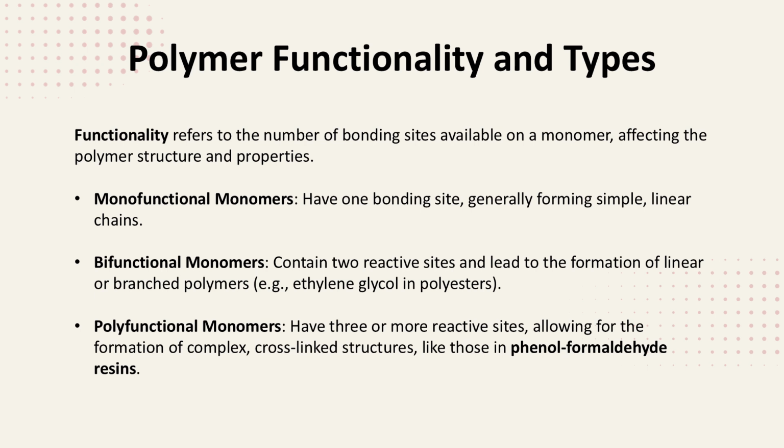Polymer functionality refers to the number of bonding sites on a monomer, which affects the polymer structure. Monofunctional, one bonding site, forming simple chains. Bifunctional, two bonding sites, creating linear or branched structures. Polyfunctional, multiple sites, leading to complex, cross-linked structures, like those in phenol formaldehyde resins.